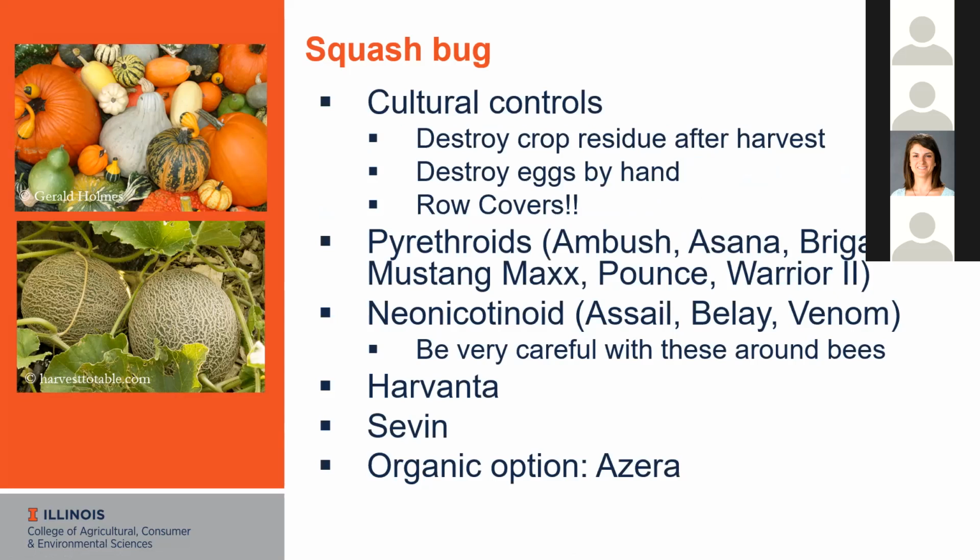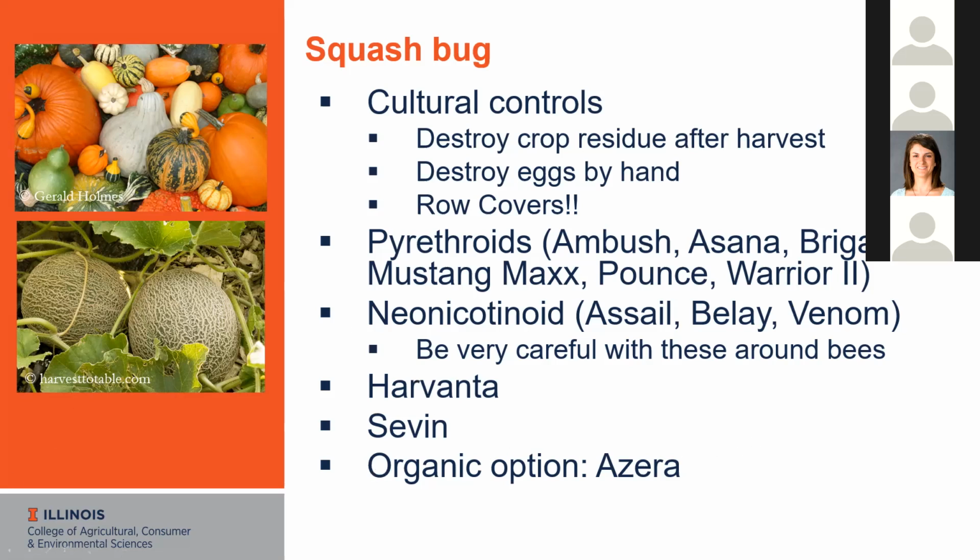So there are several ways to control squash bugs. You can use cultural control methods. And so it's really important to destroy crop residue after harvest to help control this pest, and that gets rid of any overwintering bugs. As I said before, you can also destroy those eggs by hand, and you want to squish them when you remove them from the plant. Row covers are also a very good control option.